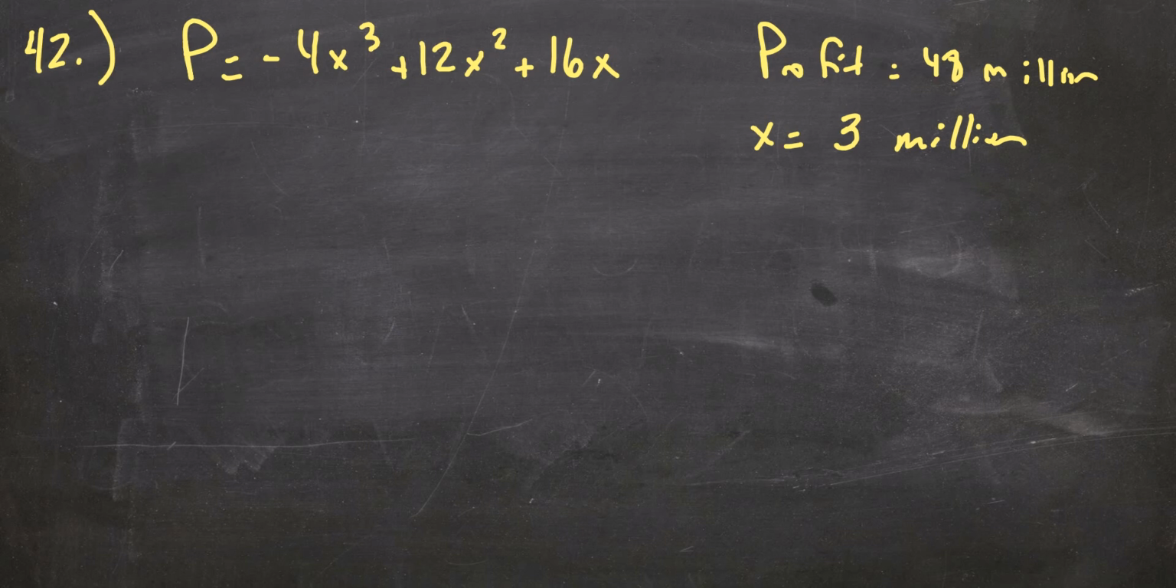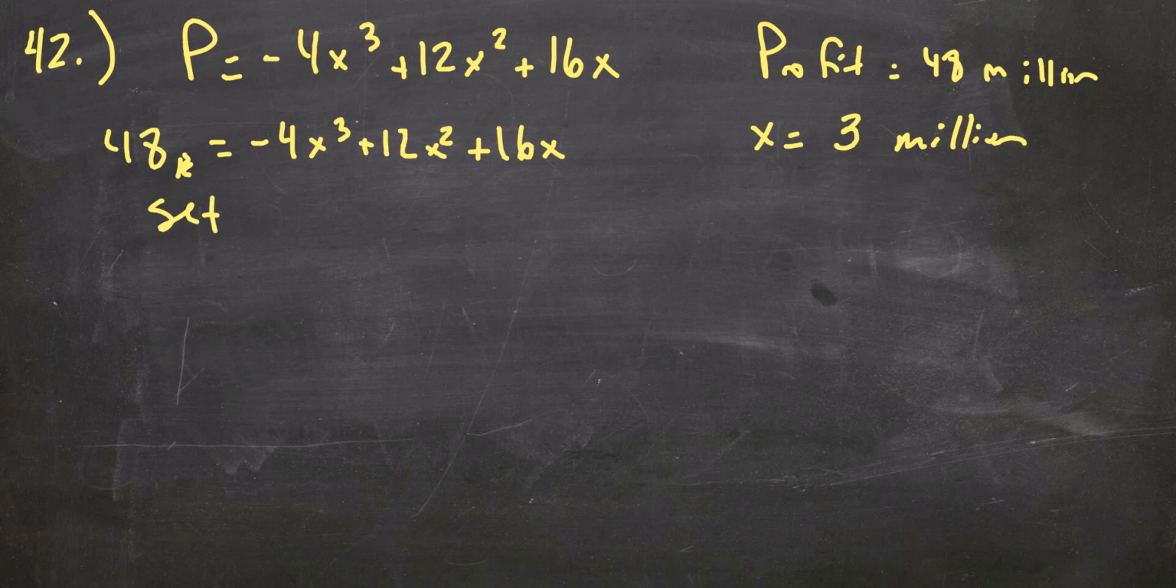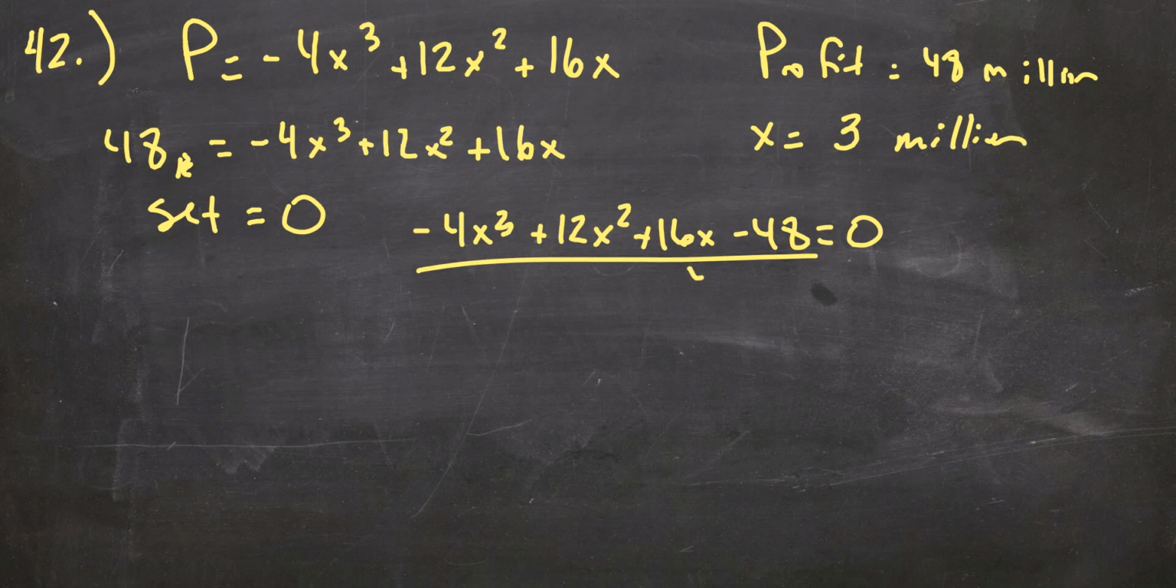Alright, so 42 says the profit's going to be 48 million for this equation. So I'm going to make it 48 million, or just 48 because it's in millions, equals negative 4x cubed plus 12x squared plus 16x. I want to set it equal to 0. So I have negative 4x cubed plus 12x squared plus 16x minus 48 equals 0. I'm going to divide them all by negative 4.